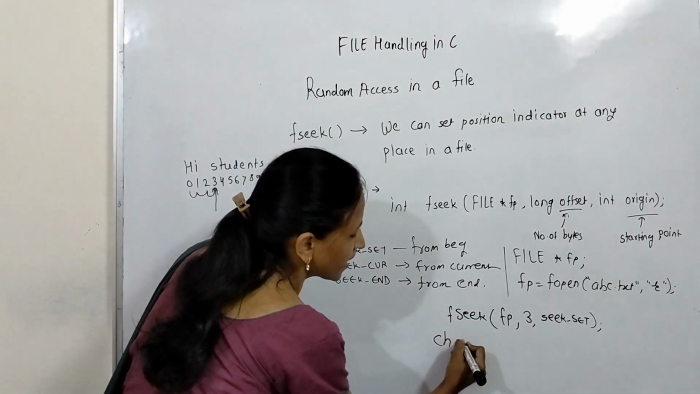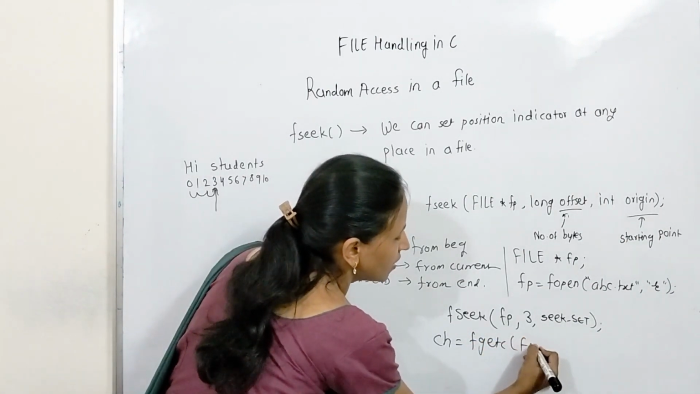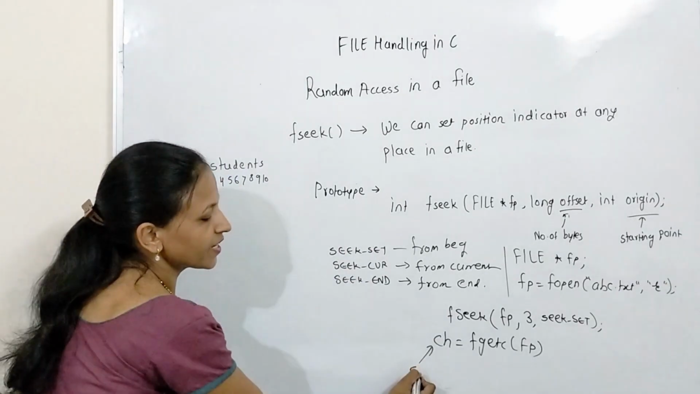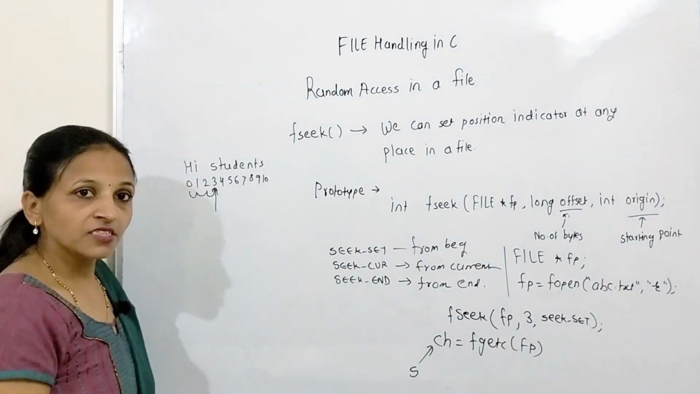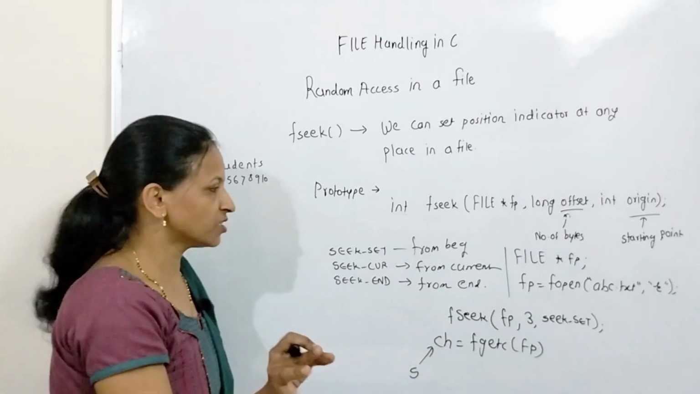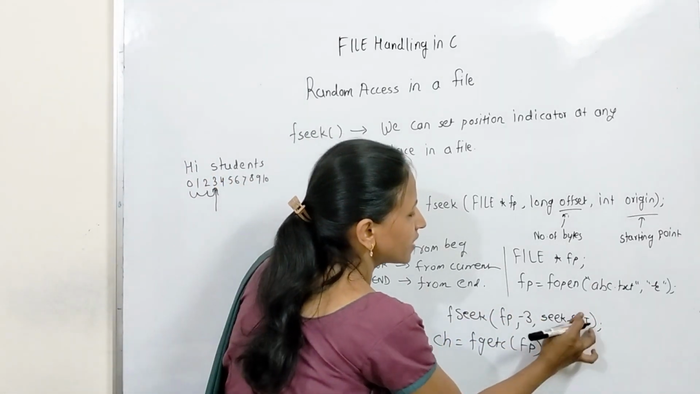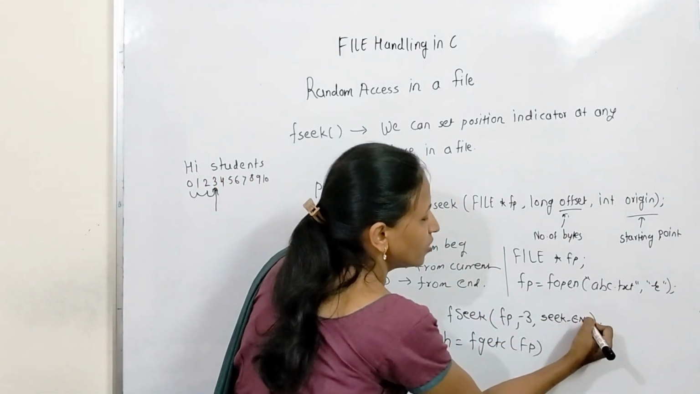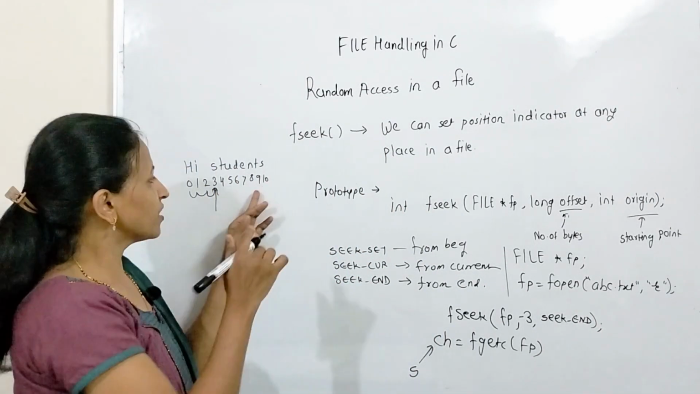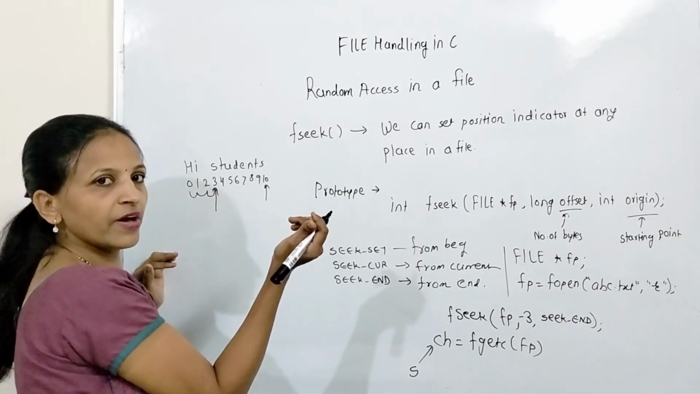Let ch be a character variable, and I call the fgetc function here. Then in ch we will get this s character. In this way we can use the fseek function to move the file pointer to any position in a file. Now next, suppose we have written here -3 and here SEEK_END. Then what will happen? The starting position or origin will be considered from the end of the file. You want to move where?